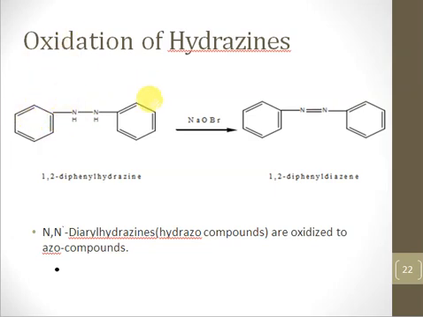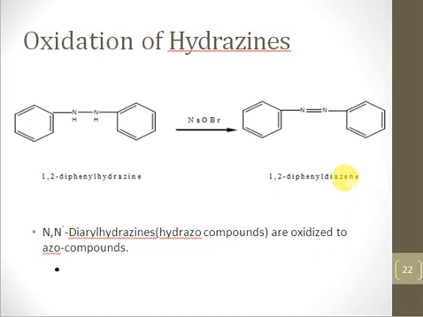So this molecule will be called 1,2-diphenylhydrazine, right? Because one phenyl is attached on this nitrogen and one phenyl is attached to this nitrogen, so the name will be 1,2-diphenylhydrazine, right? So whenever we oxidize these hydrazines, it will cause the removal of hydrogen from this nitrogen and hydrogen from that nitrogen. So we are causing a dehydrogenation reaction, so we'll get a double bond here, right? That's the product.